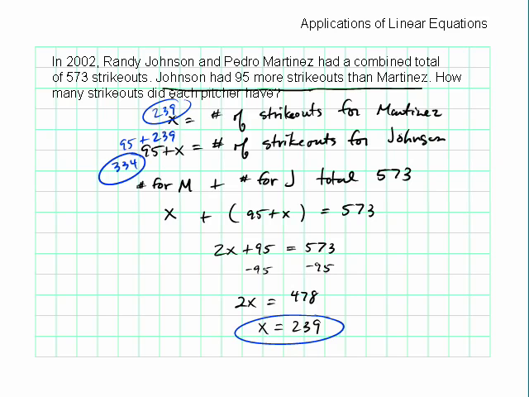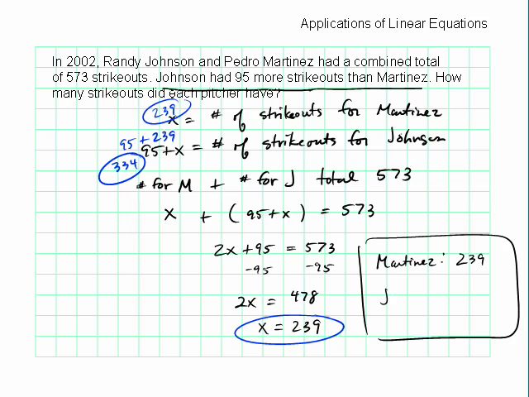And so my answer: for Martinez, 239 strikeouts. For Johnson, 334. And how would we check? Well, if we take 239, plus 334, does that add up to 573, the total? And it does. So we have our correct answer. All right, next one.